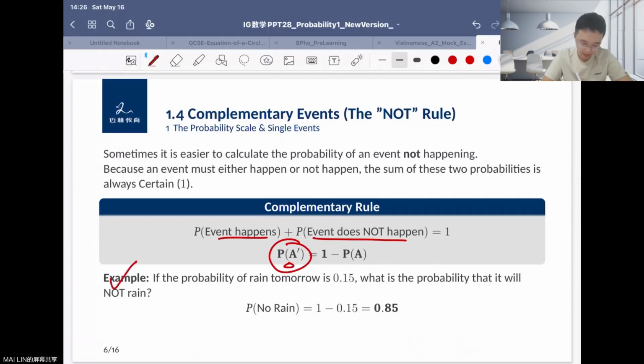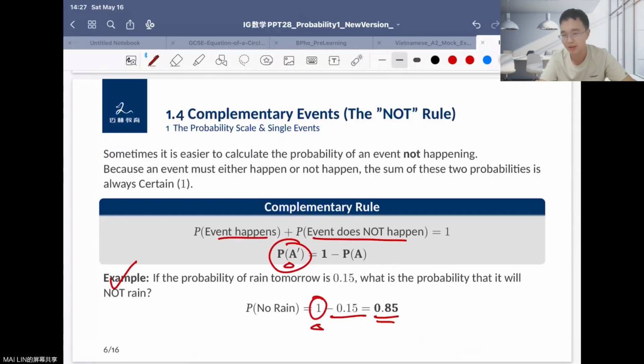Here's an example: if the probability of rain tomorrow is 0.15, what is the probability that it will not rain? We can say the total probability is 1, and we have to subtract the probability of the event happening, which is 0.15. Finally, the probability is 0.85. So the probability of no rain is 0.85.